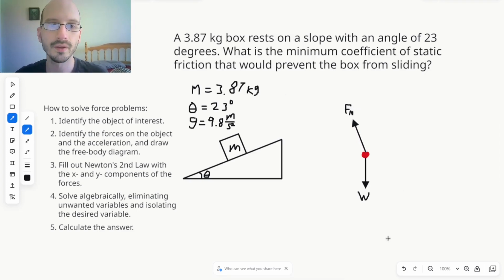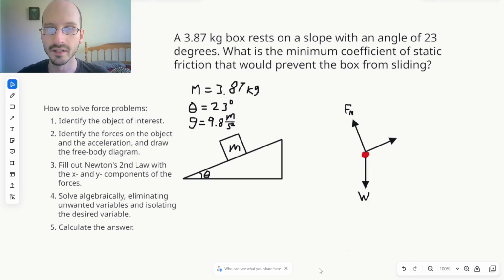But also we know that the box is not moving. See, static friction prevents the box from sliding. So we can tell which way static friction is going to point. It has to be either up the slope or down the slope because it points parallel to the surface. And it has to balance the free body diagram so that all the forces add up to 0. So the static friction is going to point in this direction.